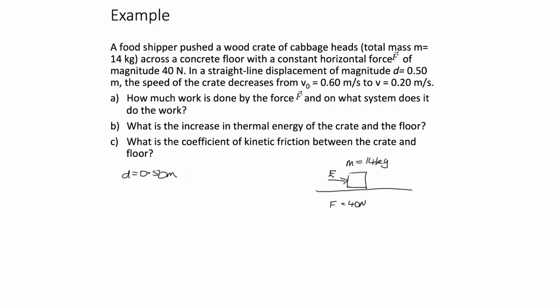The speed of the crate decreases from an initial speed of 0.60 meters per second to a final speed of 0.20 meters per second. And part A says how much work is done by the force F and on which system does it do the work. Okay, well, F is pushing the crate, so it's doing the work on the crate. And to calculate the work done, we just need to use our equation F dot D. And we've been told D and we've been told F. So this is just 40 times 0.50, which is equal to 20 joules.